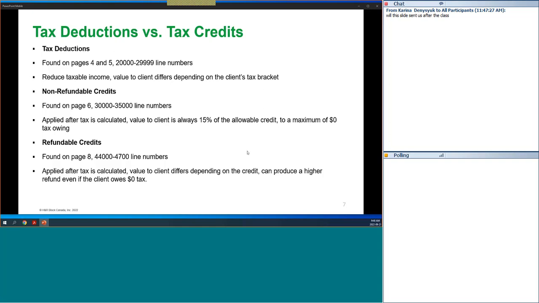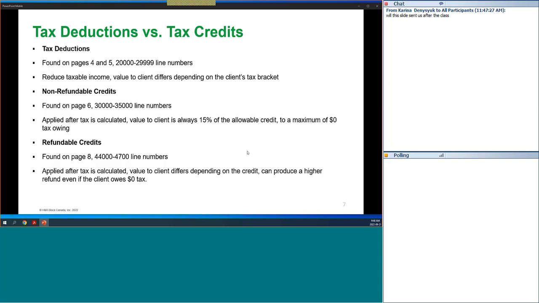Okay? Non-refundable credits are some of the things we're going to be starting to look at today. They are the 30,000 to the 35,000 line numbers. So they're going to start with a 3. Okay? Non-refundable credits are always 15% for everyone. Doesn't matter what tax bracket you are.